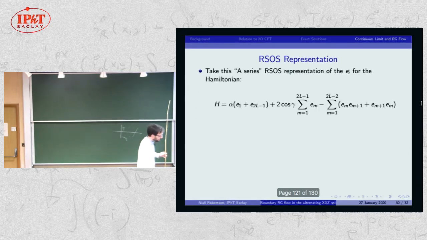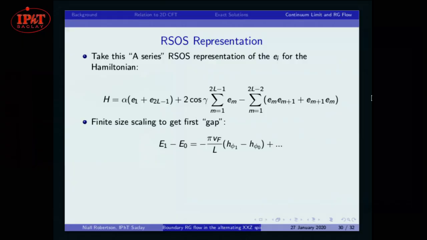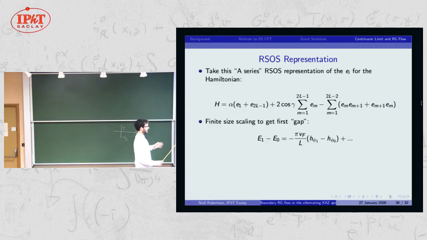I should just add that what I've just defined is the A-series representation of the Temperley-Lieb algebra. And we're going to take that and plug it back into this Hamiltonian, as well as varying this alpha. So I'm going to present some numerical results. And before I do that, I want to define this quantity that I'm calling the first gap.